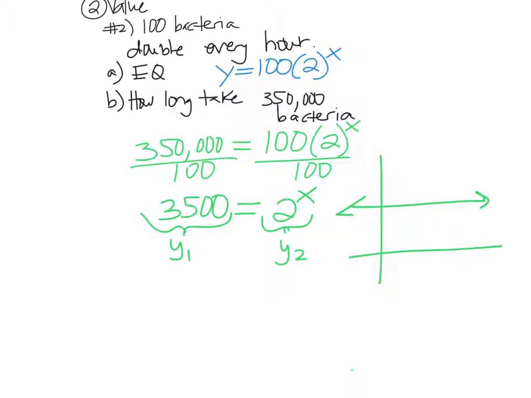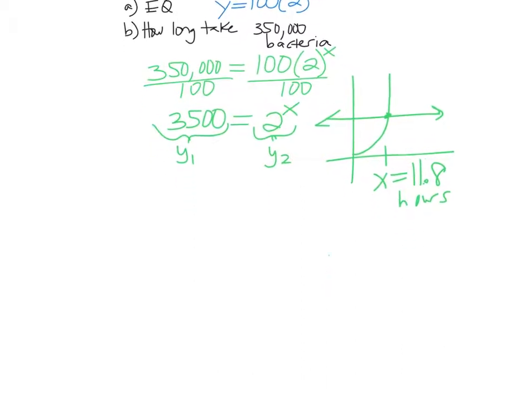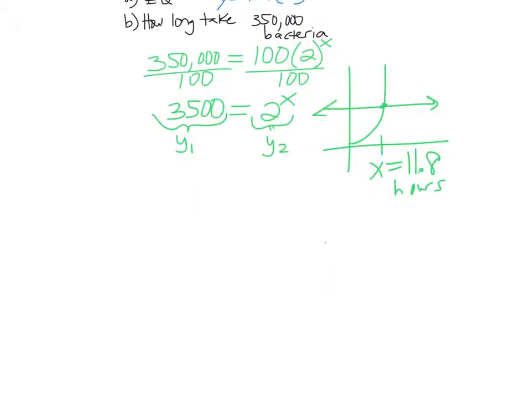So that, and then you get this, and you want to find out how long it's going to take. You want to find the intersection. So second trace, which is calculate number 5, hit enter 3 times, and you get that it's going to be about 11.8 hours. Wow, that seems fast, doesn't it? You started with 100 of them. They're doubling every hour. That's super fast. See how fast exponential growth is?